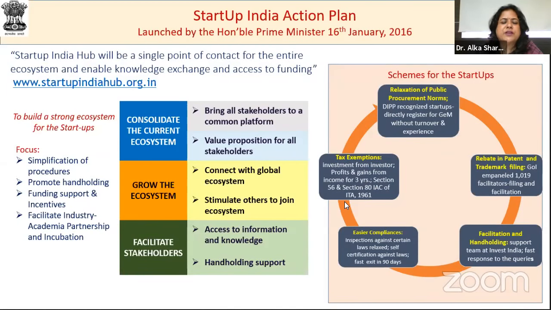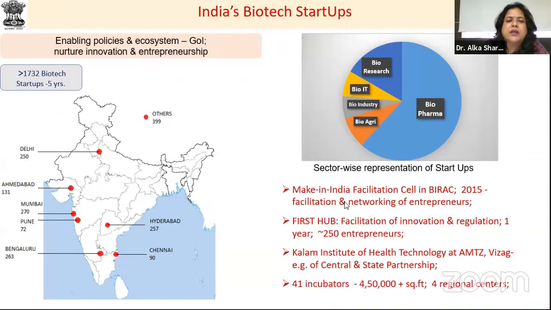However, I would like to highlight the focus of this initiative. Basically, it is a simplification of procedures, promoting handholding, and providing funding and incentives. This also involves the facilitation of industry-academia partnership and incubation. There are a lot of rebates given by the government to startups to bring their products to the next level. Through these enabling policies and ecosystem created by the Government of India for nurturing innovation and entrepreneurship, over the past 5 years, more than 1,700 biotech startups have been created by innovators in the country.